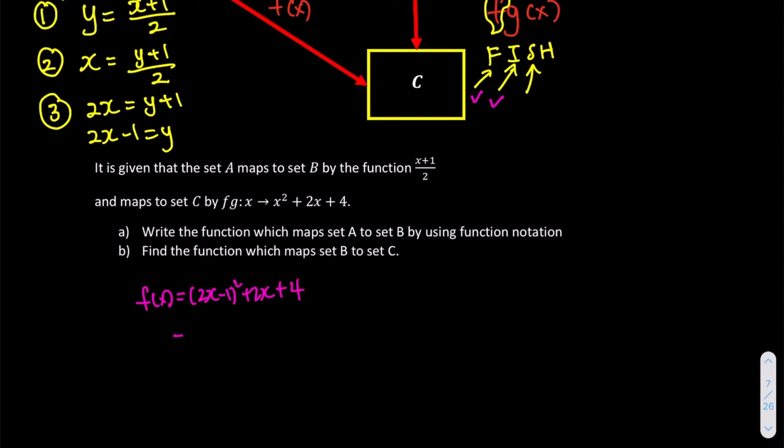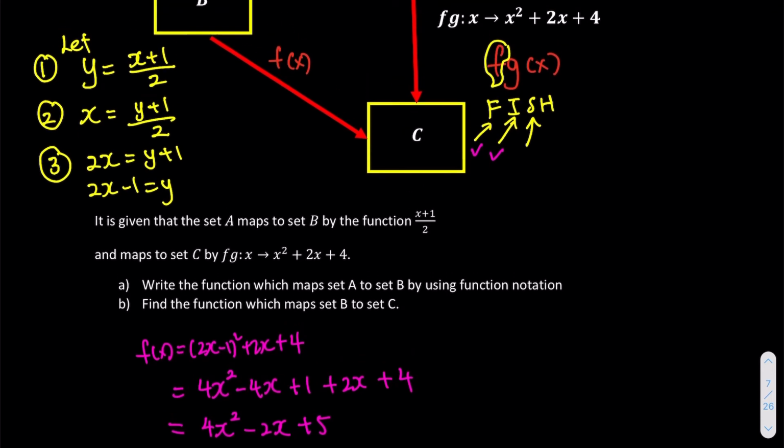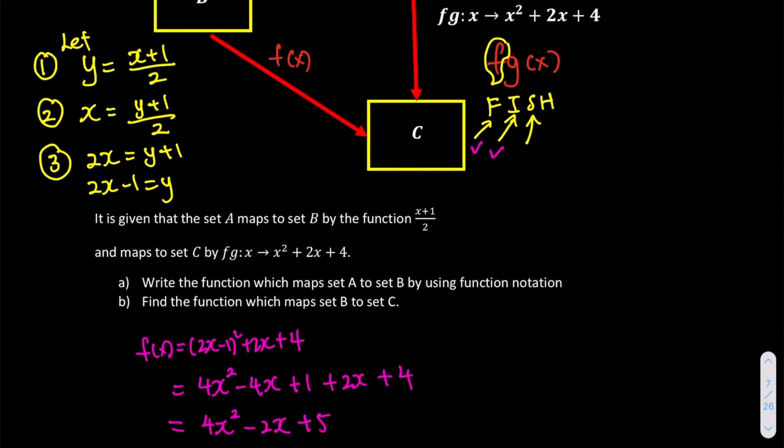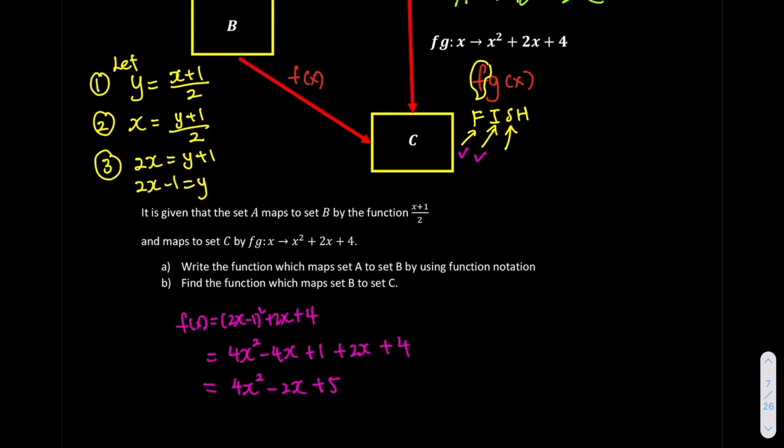So if we expand, we have 4x squared minus 4x plus 1 plus 2x plus 4. So let us do it very fast. We just need to group all the like terms. So we have minus 2x plus 5. And this will be our function for f of x.